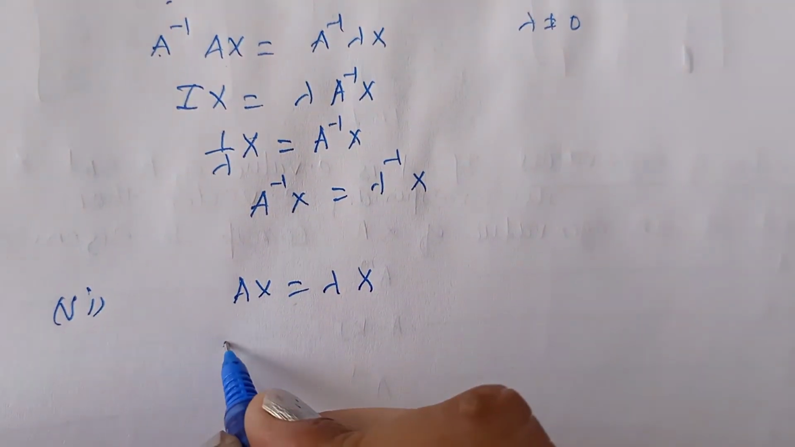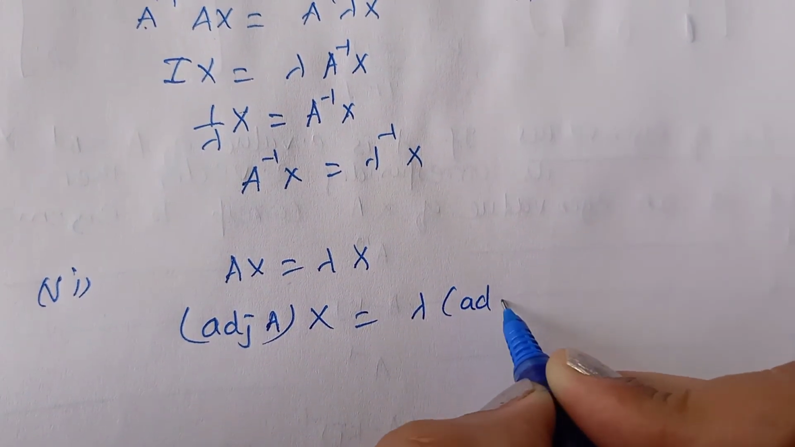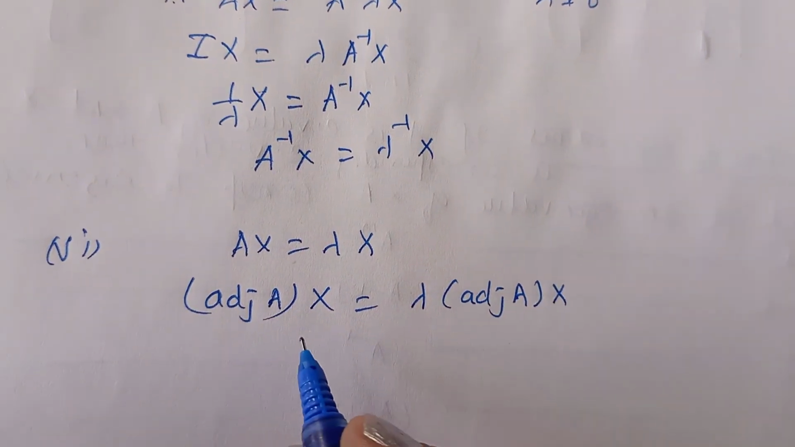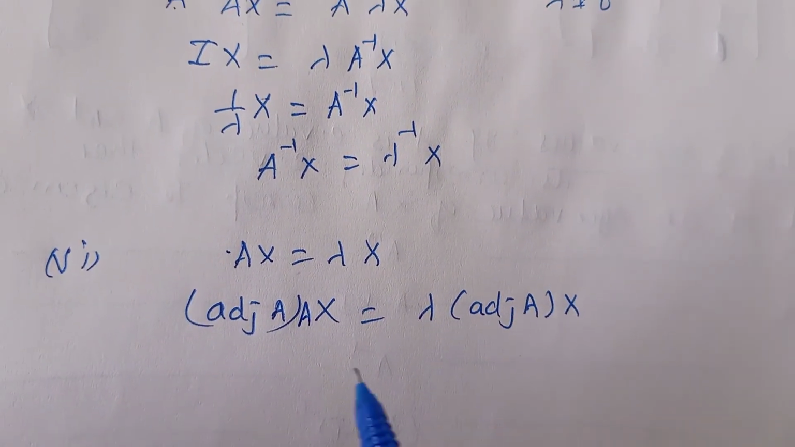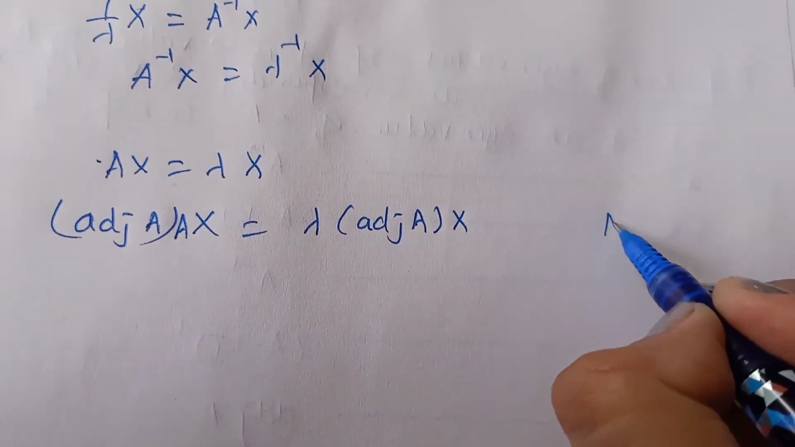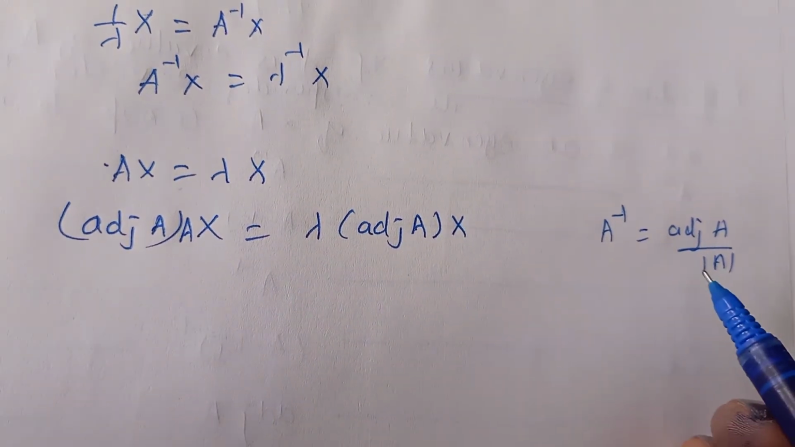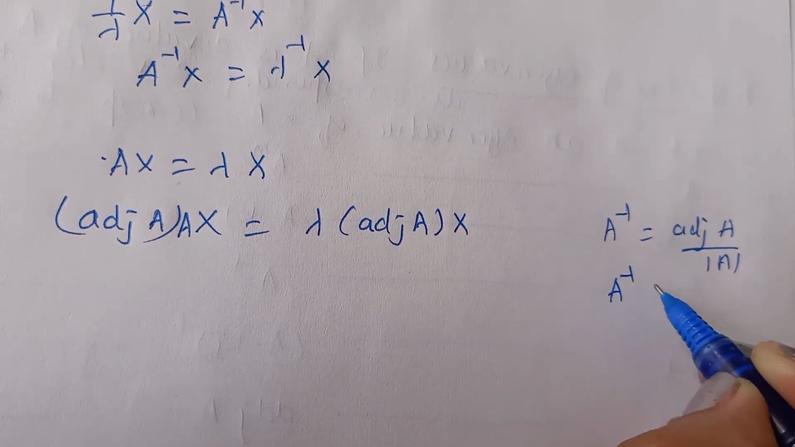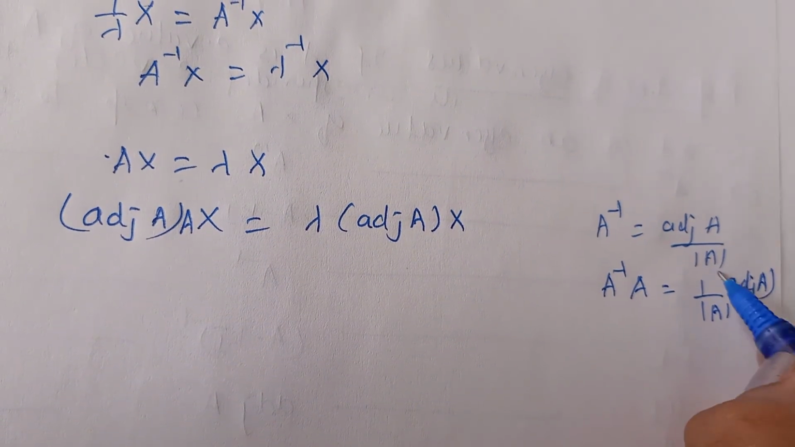Now I am pre-multiplying both sides with adjoint of A. So this is lambda into adjoint of A into x. Sorry, this A was already there. Now look, we know that A inverse is adjoint of A upon determinant of A. If I post-multiply both the sides with A, this will become 1 upon determinant of A into adjoint of A into A.